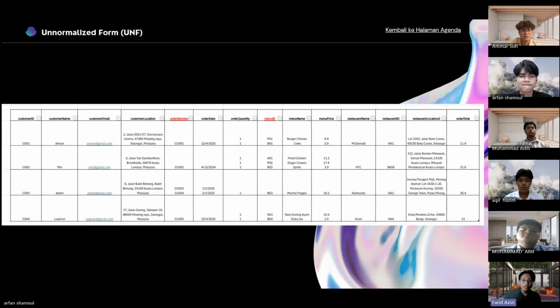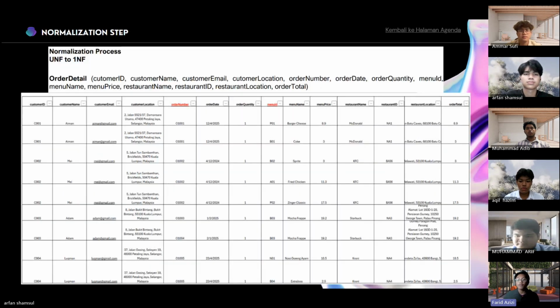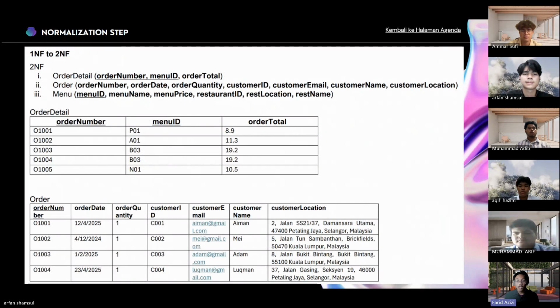So from UNF to 1NF, we remove repeating groups and we separate each order into its own row. As you can see on the table, each cell holds only one value. And from 1NF to 2NF, we remove partial dependency and create separate tables for related entities. We split into 3 tables, which are order detail, order, and menu, each with their own entities.